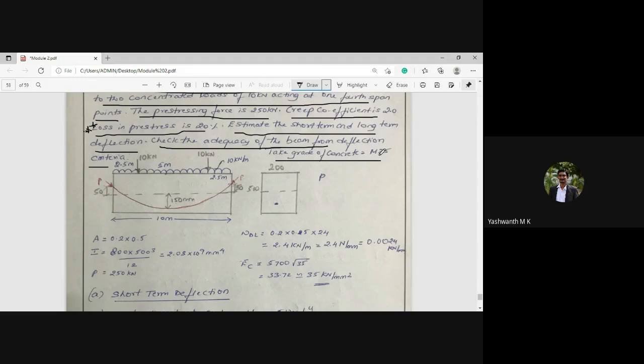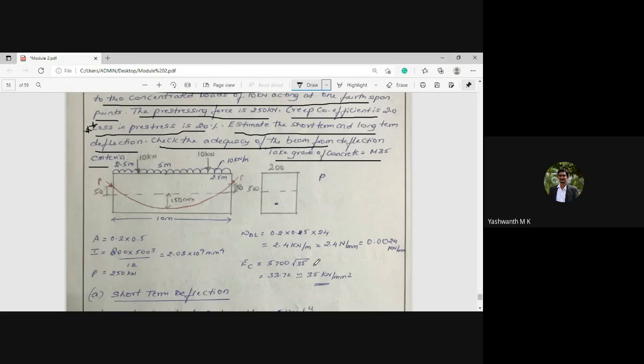We know from IS 1343 or from IS 456, the theoretical modulus of elasticity we can calculate using the formula 5700 root fck. I will repeat, 5700 root fck. So that is 5700 root of 35, which is the grade of concrete, which will be 33.72, almost equated to 35 kilonewton per millimeter square.